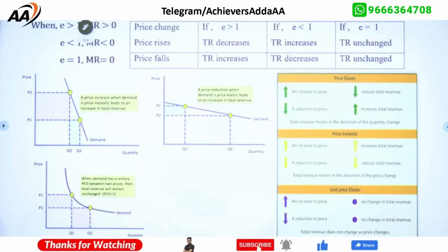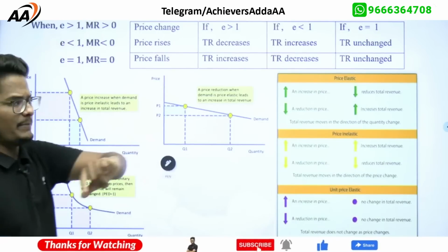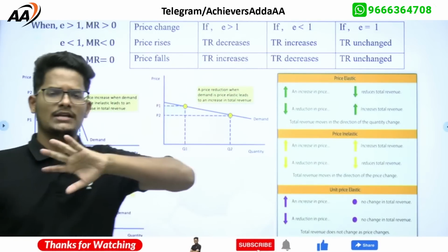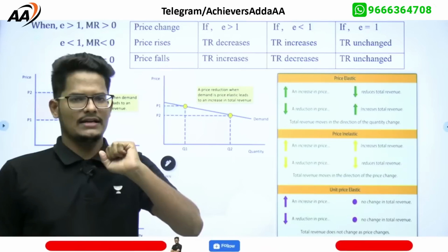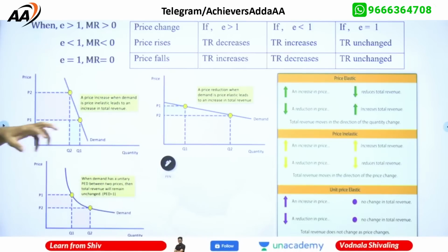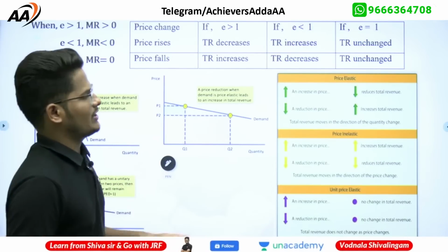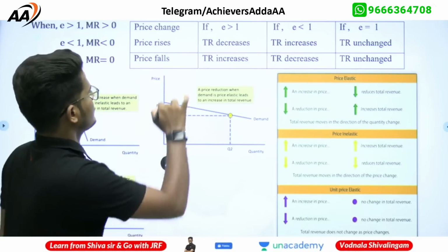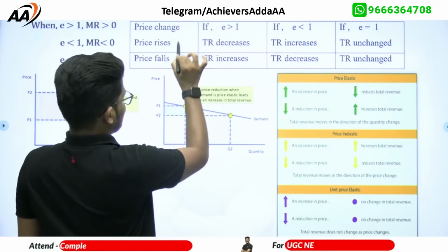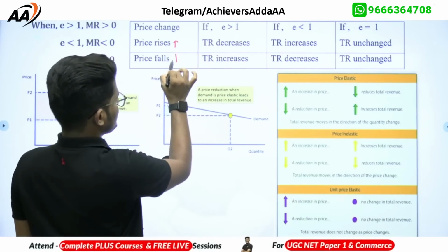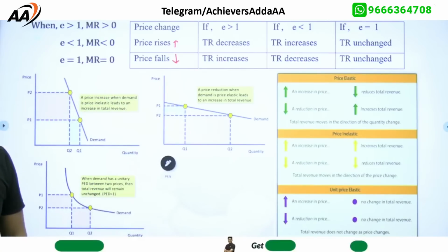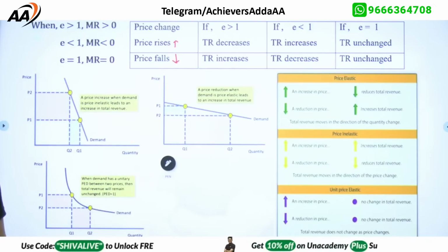Okay, next topic. The most important, most repetitive topic is this one, because total revenue and elasticity related questions are asked. You can look at when the price changes, how it is going to impact the total revenue at different points of elasticity: increase in price and reduction in price.